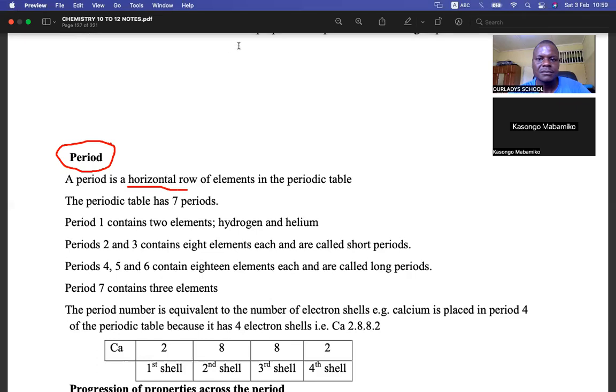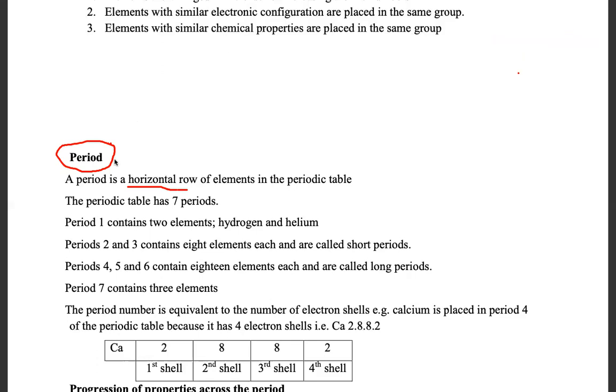It's a horizontal row. But how many did we count? There are 7. So for the period, you can write the actual number, 7. But for the groups, why do we do that? So that we provide the distinction. We distinguish the numbering of periods and the numbering of groups. Some are written as Roman numerals, others are written as just numbers, digits.